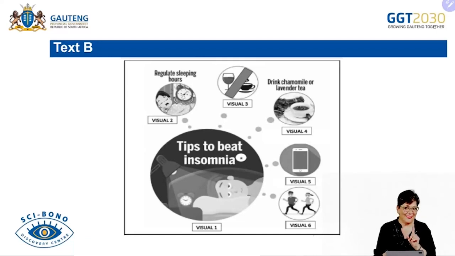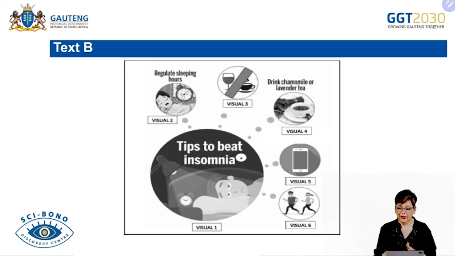You see, and that's where it starts, right? We have a big visual number 1, and all the other visuals are quite small. Do you see that? And we have a little visual number 2. There's another person. Can you see the difference between the persons? There's a clock. We've got 2 clocks, one in visual 1, one in visual 2. That must mean something. Regulate sleeping hours.